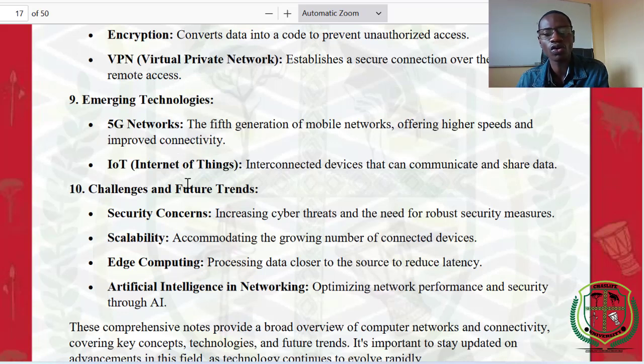Then we've got what we call IoT, the Internet of Things: interconnected devices that can communicate and share data. It's also one of the technologies that is being developed now.